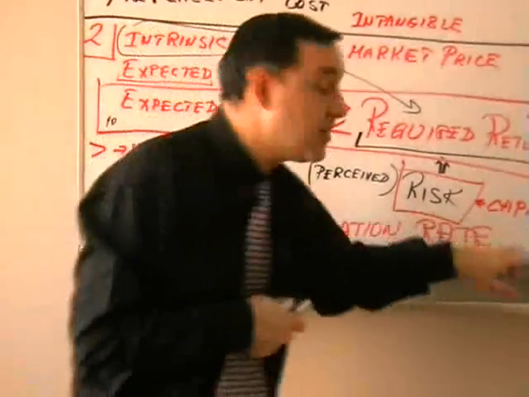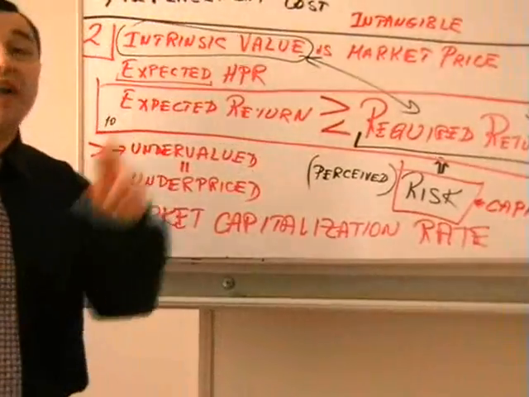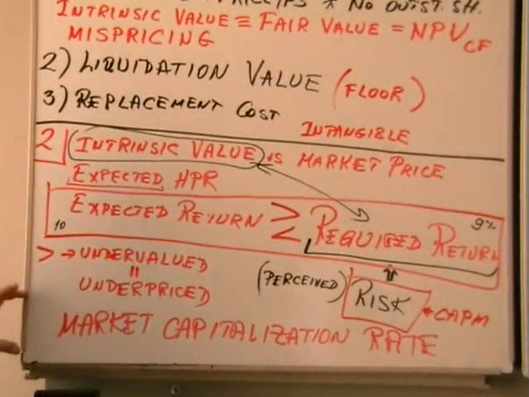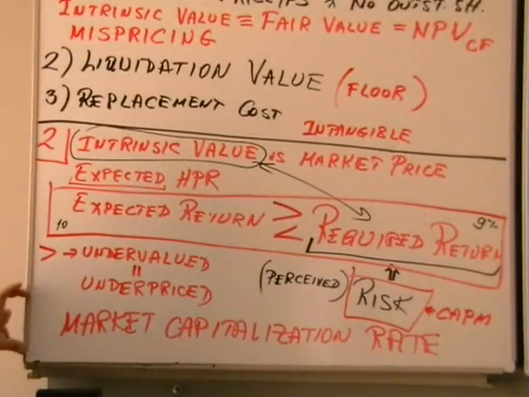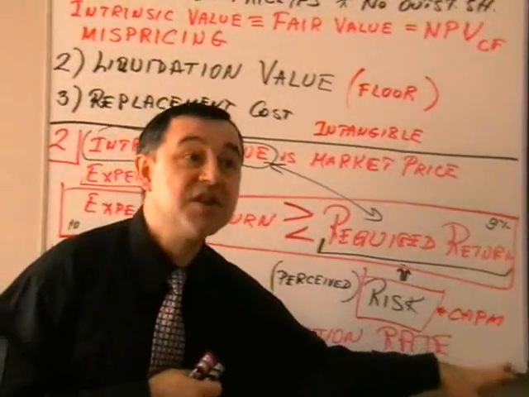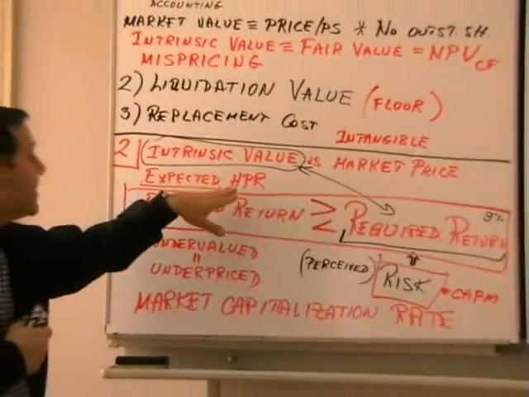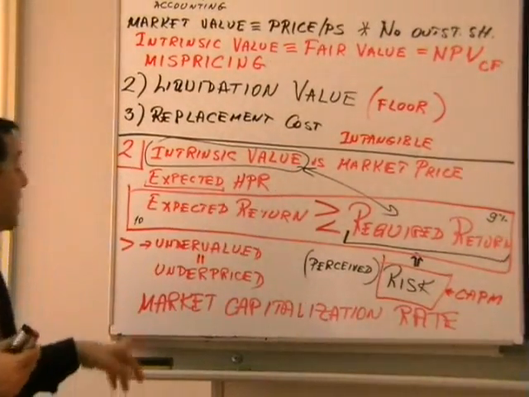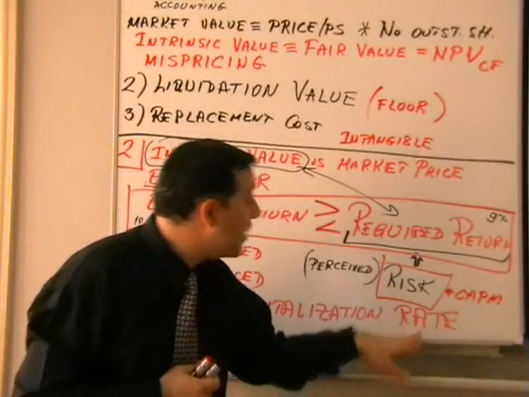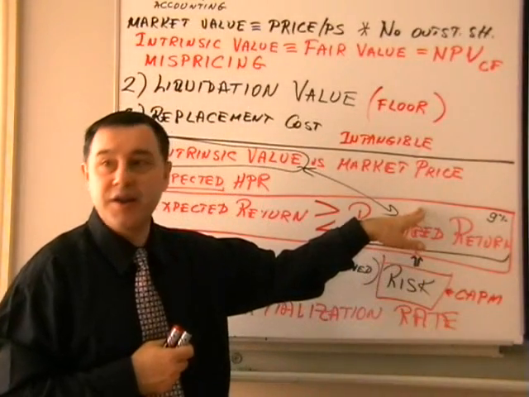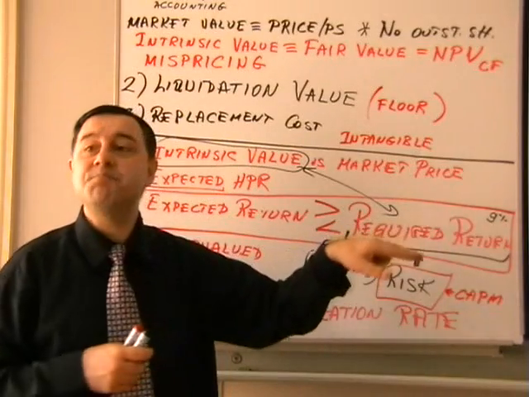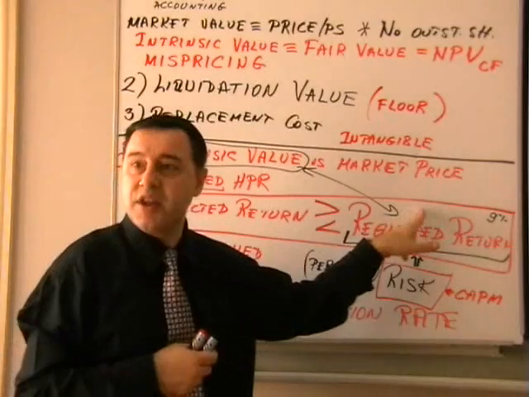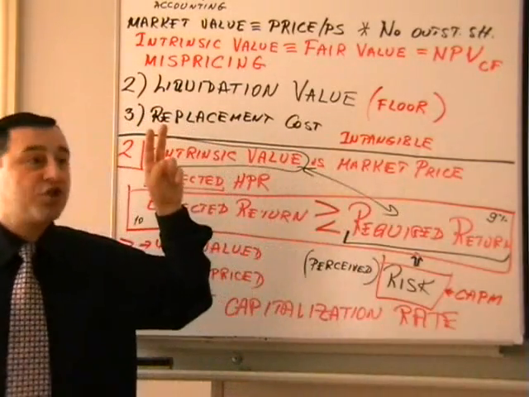So, market capitalization rate is what currently the market rewards market participants given the expected holding period returns. So, maybe the market capitalization rate is above the required rate of return, maybe it's below. If the market capitalization rate is above the required rate of return, it means one of two things.